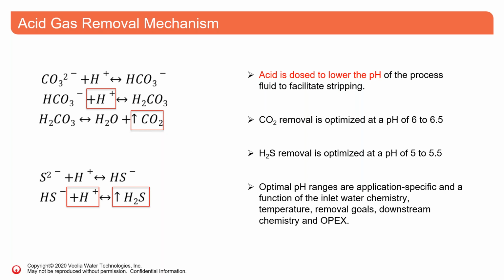It is important to note that the optimal pH ranges are application specific, and often factors need to be considered, such as feed water quality, temperature of the water coming in, the removal efficiency that's required, effluent water quality required, and of course the operational costs that go into it.